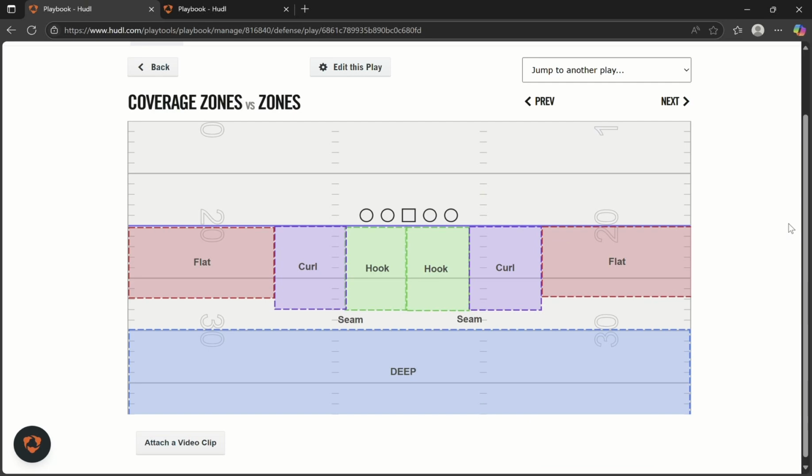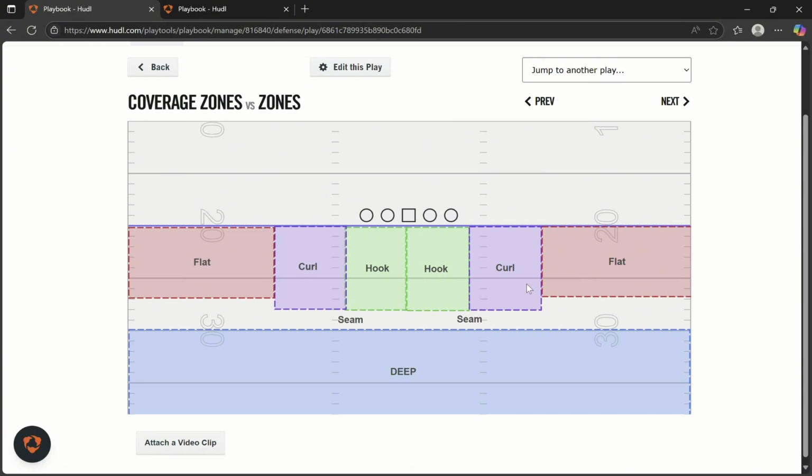In this video, I wanted to go over coverage zones and the basic types of coverages for DBs and linebackers. DBs and linebackers, you have to know where you're covering on the field. If your coach says, "Hey, you got to be in the flat," or "Hey, you got deep third," you have to know where that is on the field so that you can get there and stop the other team from getting a big play. All right, so let's go ahead and get into it.